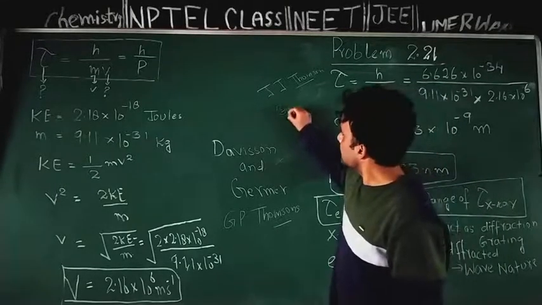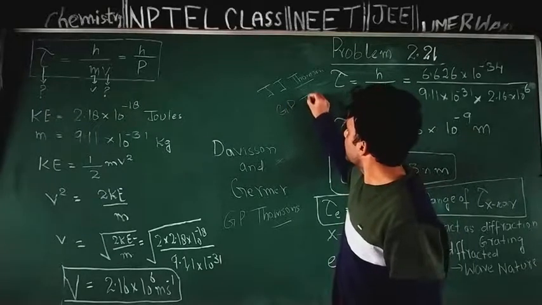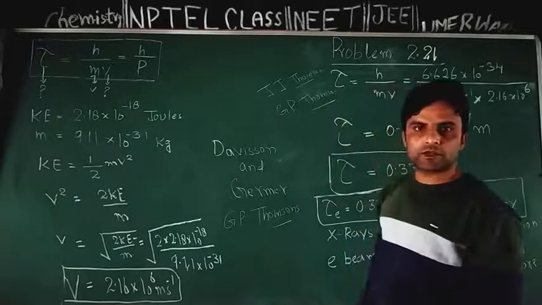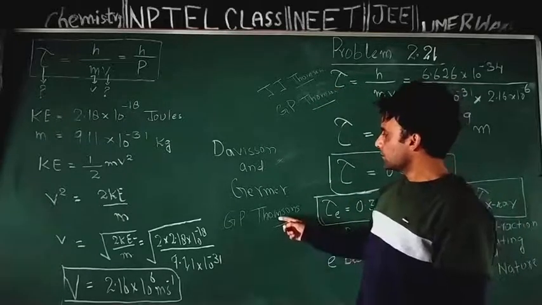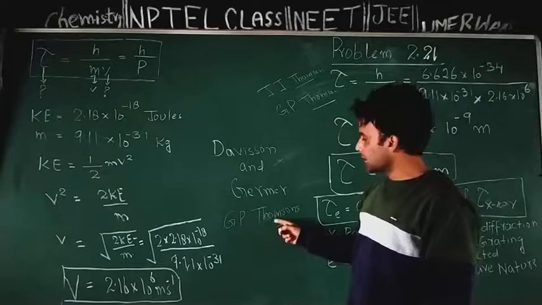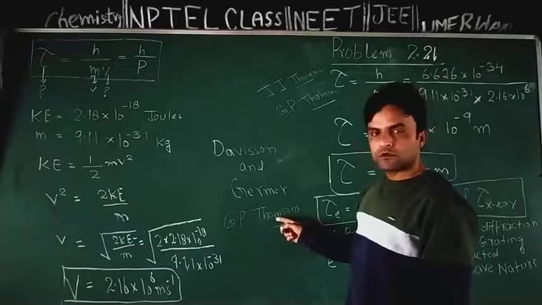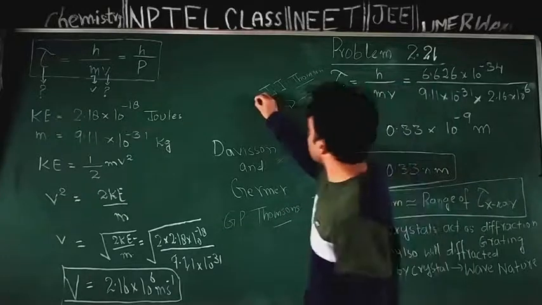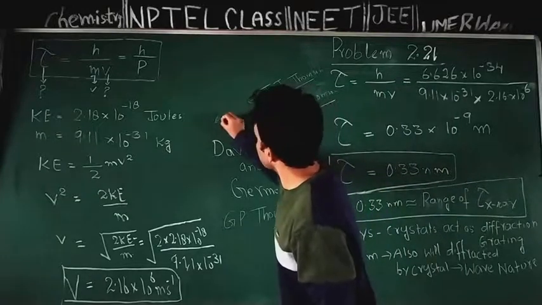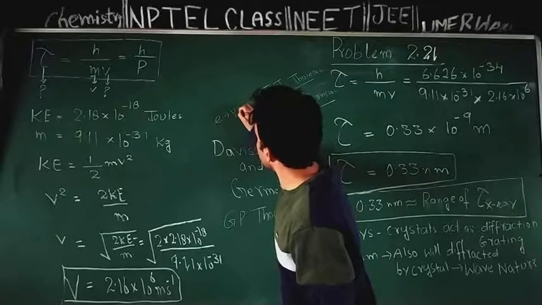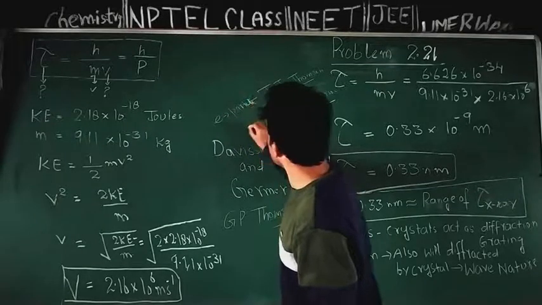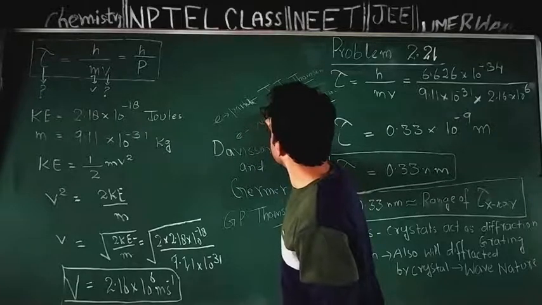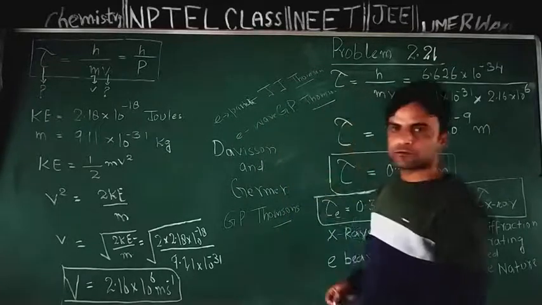G.P. Thomson was awarded Nobel Prize for his contribution of work in which he showed that electron is wave. J.J. Thomson showed that electron is particle. This won him Nobel Prize. And G.P. Thomson showed that electron is wave, and this won him also a Nobel Prize.